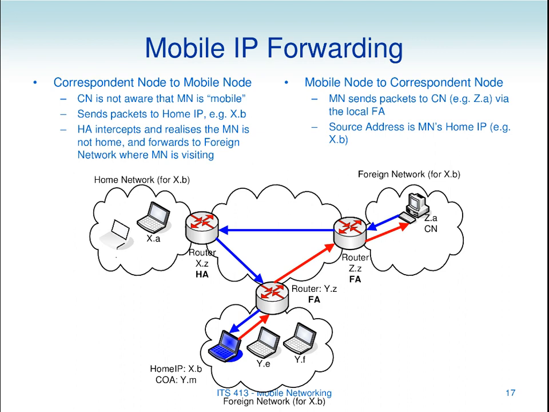In the other direction, uploading data to the server, for example, our mobile node sends data. What's the destination address in the red direction? Our laptop is sending data to the correspondent node. What's the destination address? We're sending to the CN, so Z.A. What's the source address? Two to choose from. X.B.